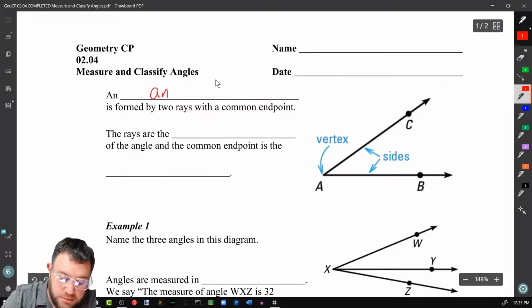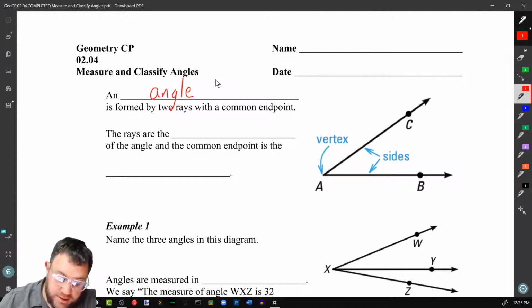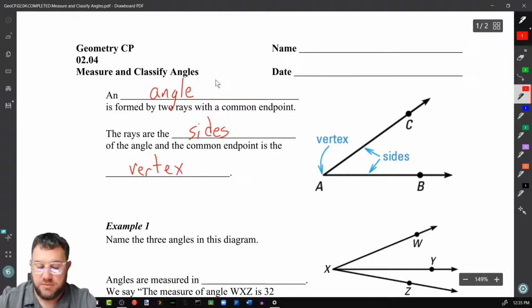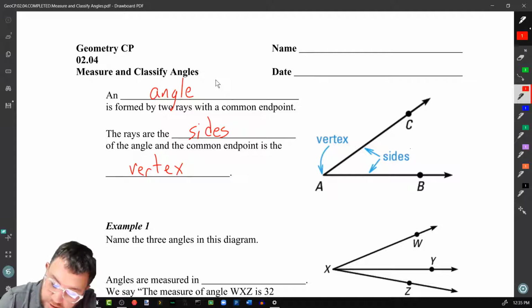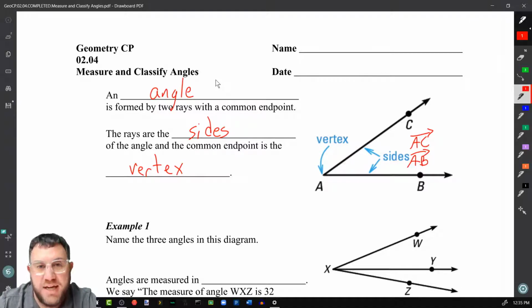So an angle is formed by two rays that have a common endpoint. The rays are called the sides, and the endpoint is called the vertex of the angle. So if you look at this figure, the vertex is point A. So vertex is always a single point, and the sides are ray AC and ray AB. Sides of an angle are always rays, even if the figure doesn't draw them as rays.